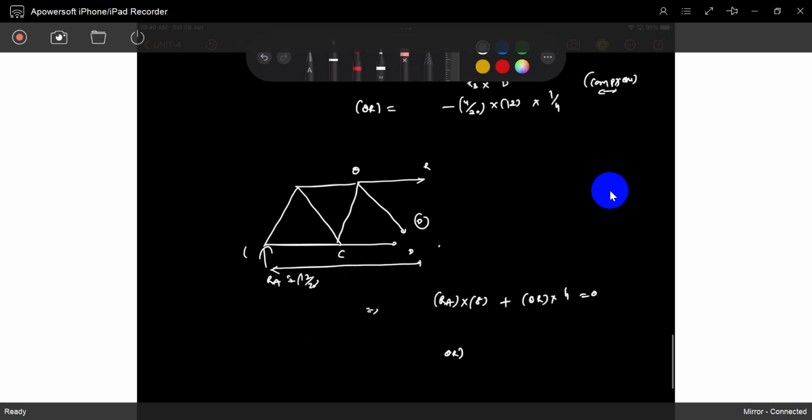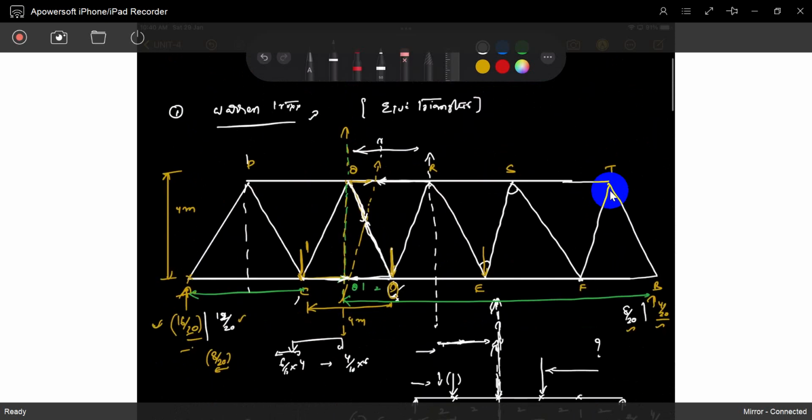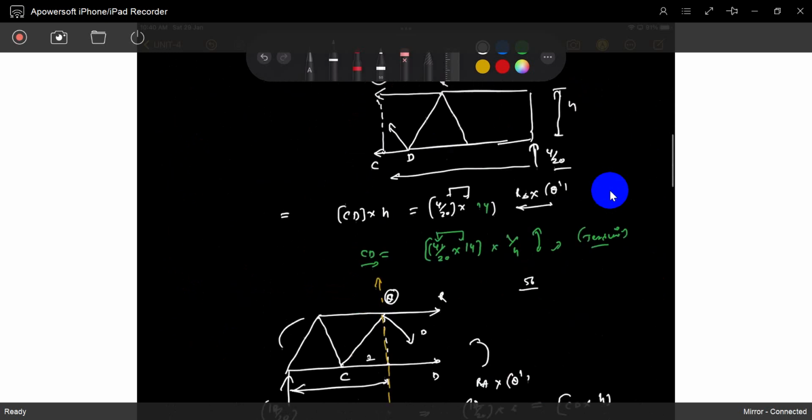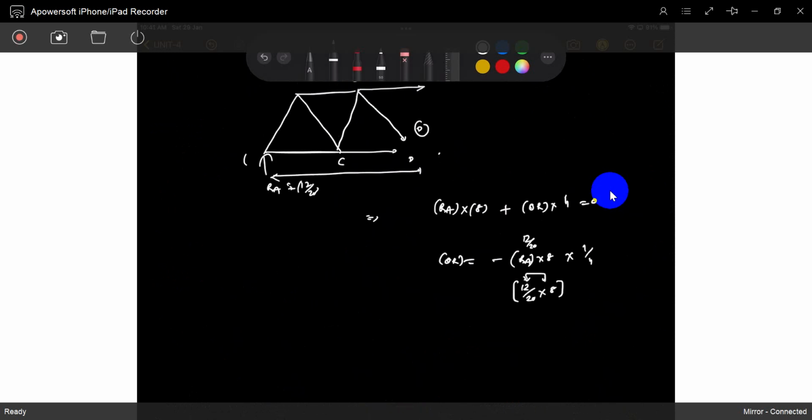So what is QR? RA multiply with 8, 1 by H. So what is RA? It's 12 by 20. It's 12 by 20, it's 8. Now we will get 12 into 8. So why is it? Because the load is at the joint D only. We get the moment at that location D. The load is at the same location. Then only you will get the maximum value. 12 into 8, 96 is the maximum value. Understood? So here also you will get the same negative value. Multiply with 1 by H.